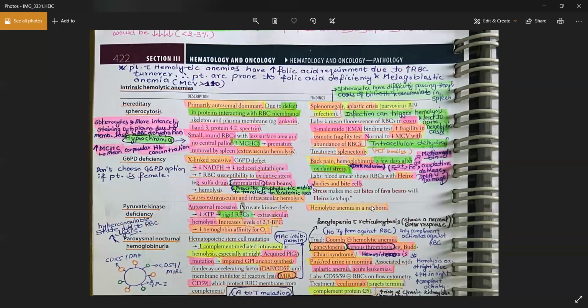Okay, so this is all about the membrane defects. Let's talk about the enzyme deficiencies. Okay, the first is the glucose 6 phosphate dehydrogenase deficiency, which is an enzyme responsible for the HMP shunt pathway. Okay, without this enzyme, you won't get to synthesize the NADPH. It is an X-linked recessive deficiency, which means only the males will be affected with this disorder, right?